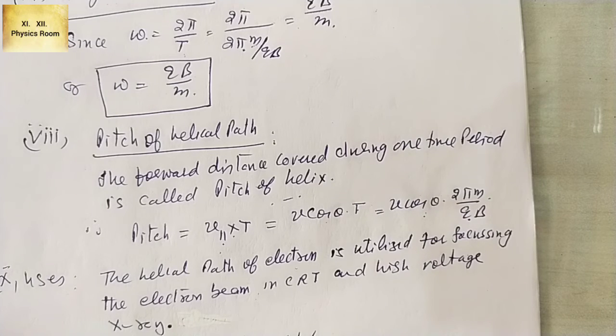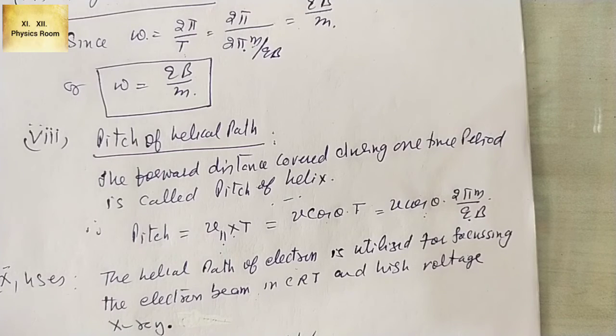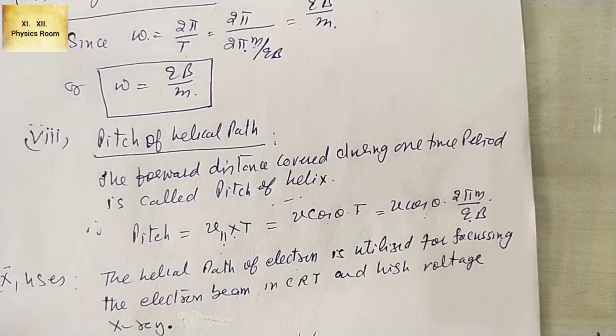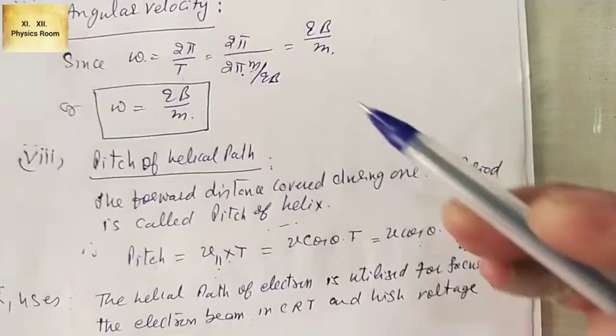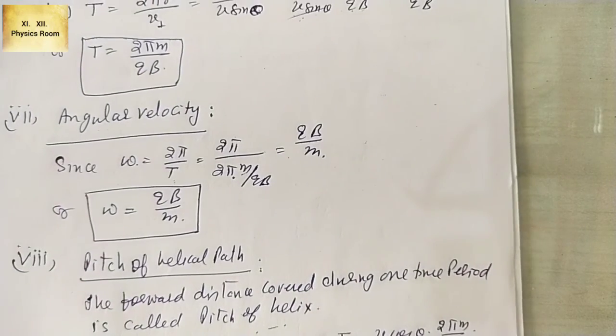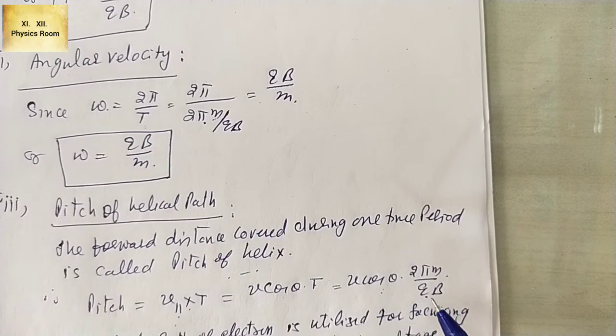Second case, when a charge enters the field in the direction of the field, it moves with the same velocity and doesn't have any effect of magnetic force. The magnetic force acting on the charge is 0 in this case, and the charge moves straight into the field in the direction of the field. Now, when a charge enters at an angle less than pi by 2 to the direction of the field, it describes a helical path whose time period is 2 pi m by q B, angular velocity is q B by m, and pitch is v cos theta into 2 pi m by q B.